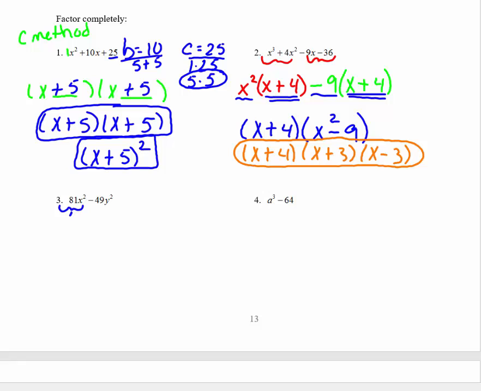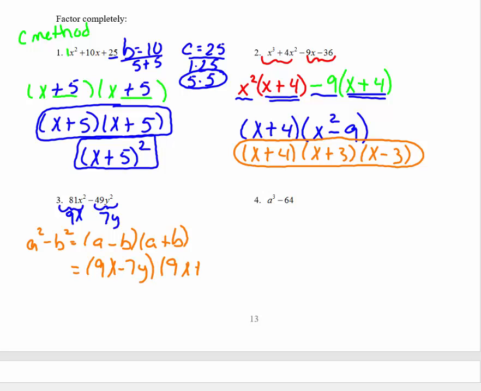81x squared would come from a 9x because 9x times 9x is 81x squared. 49y squared comes from a 7y because 7y times 7y is 49y squared. So let's write the formula. A squared minus b squared would factor into a minus b and a plus b. So what I've written below, the 9x and the 7y, are my a and my b. So it's going to be a 9x minus 7y and a 9x plus 7y.